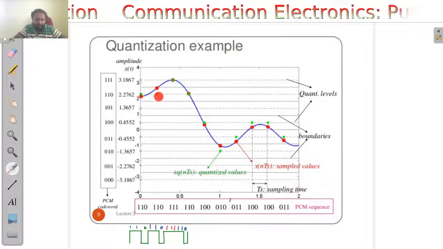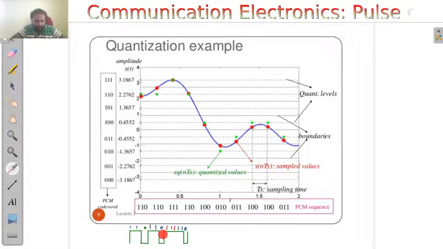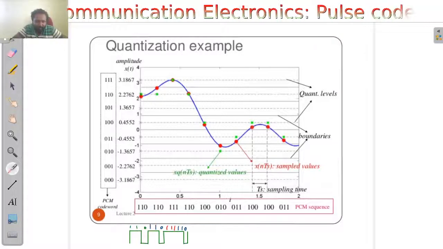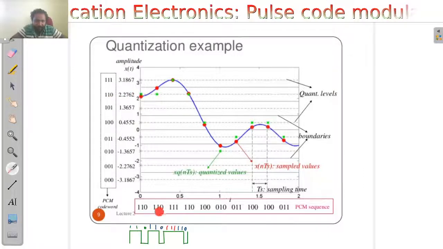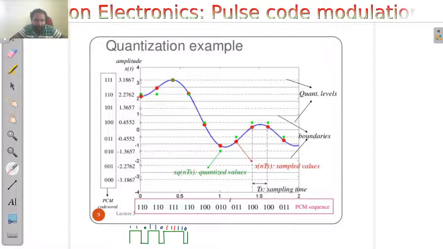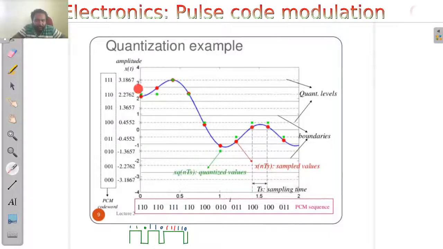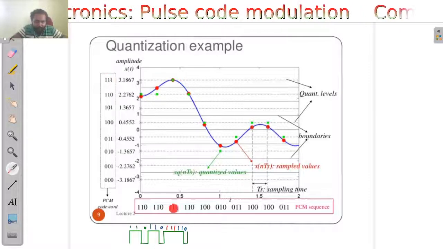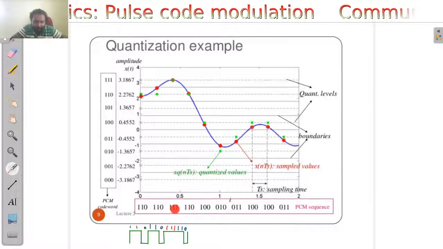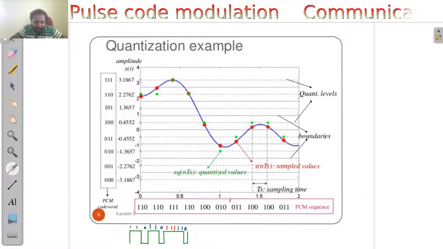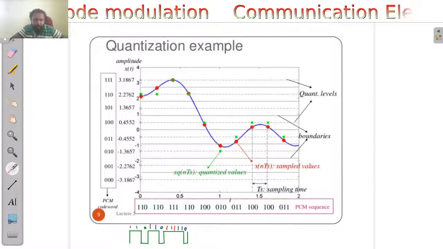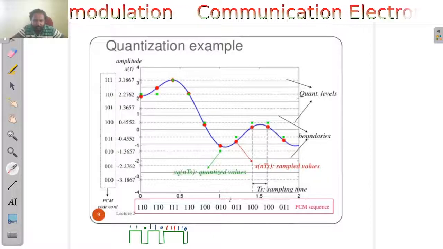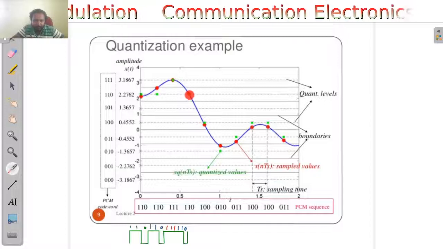The second sample will be represented by the next 3 pulses. So this is 110, and the next one is also 110. Then the third sample is represented by 111. That is why the PCM sequence is 111. Correspondingly, you will be having 3 peaks of your pulse, 111, which represents this one, and this is represented by 110.